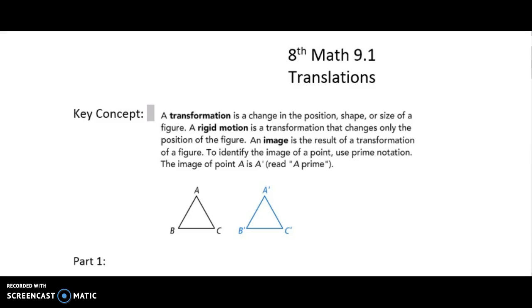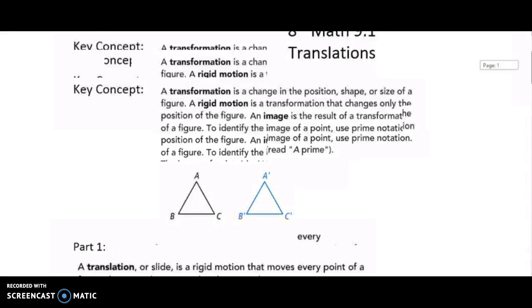So the image here that we have, the triangle, we're going to move to become a new triangle. So when we do that, we're going to say that the image of point A is going to change to A prime. That's how we're going to say that. So let's look on down here.